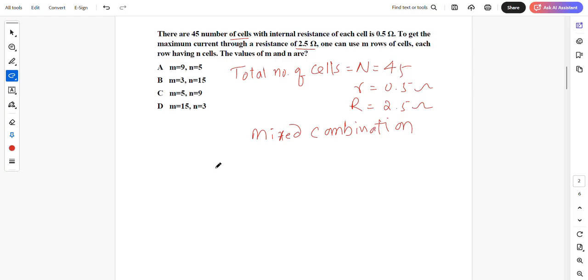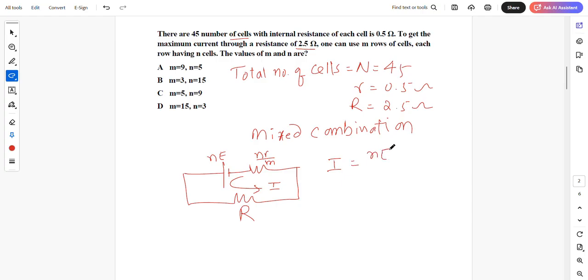Now in general the circuit looks like this. This is the external resistance R. The total EMF is nE, and the internal resistance is nr by m. The current flowing is I is equal to nE divided by R plus nr by m. This is the mixed combination of cells.